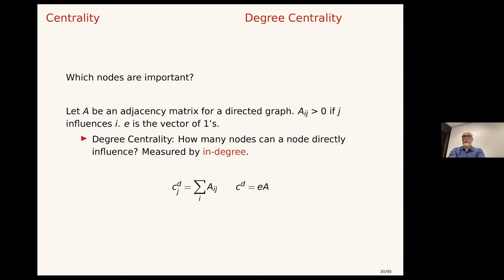We measure this by in-degree, how many arrows are coming in. And for individual J, this is just the sum of the entries in the jth column of the adjacency matrix. It's the jth column sum. And so the row vector of degree centralities is given by the vector E times the adjacency matrix A.